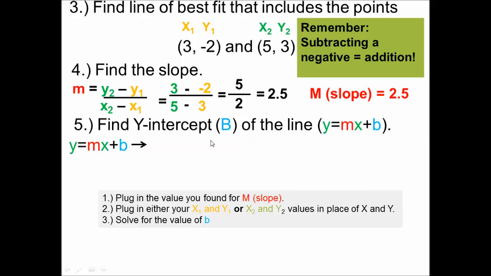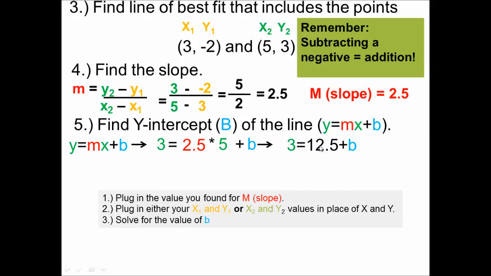So we're going to write out our equation. My y value in this case is going to be 3, and that's going to be equal to our slope of 2.5 times our value of x, which is 5, and then plus that b value. So again, we're going to have to take this 2.5 times 5, and we will get an equation that now says 3 equals 12.5, and that 12.5 is 2.5 times 5, plus b.